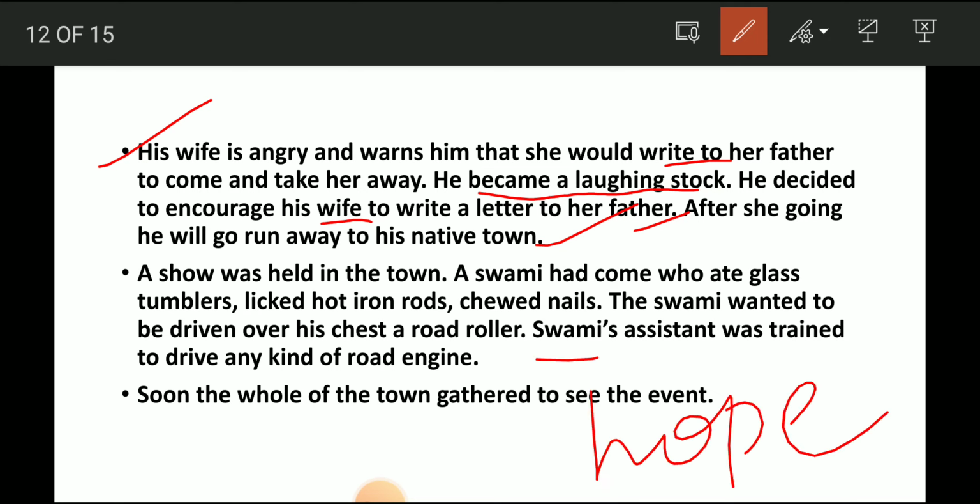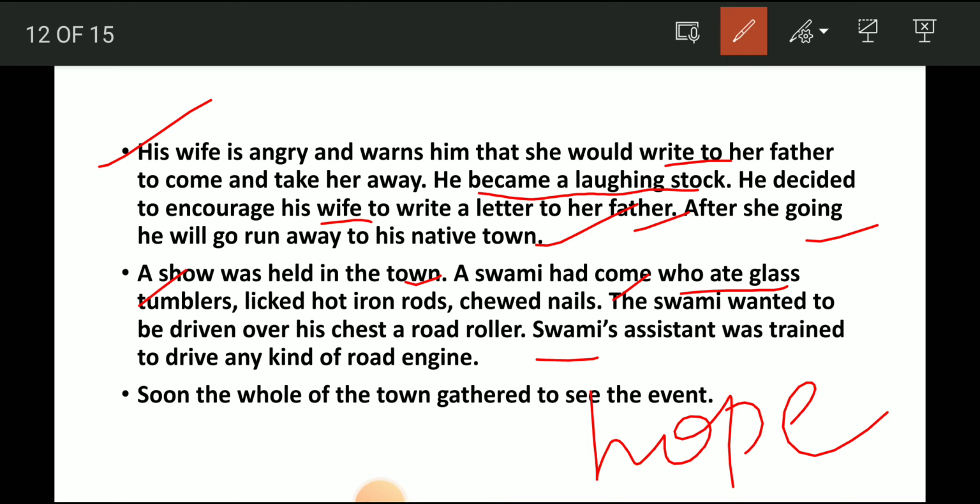There's a Swami, and the municipality people have arranged him in the town, and he has special skills of eating glass tumblers. He eats glass tumblers like he's eating potato chips. Then he licks hot iron rods as if he's licking very soft ice cream. Then he chews nails. So all these tamasha things he does.